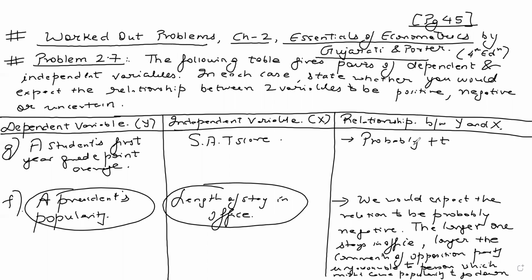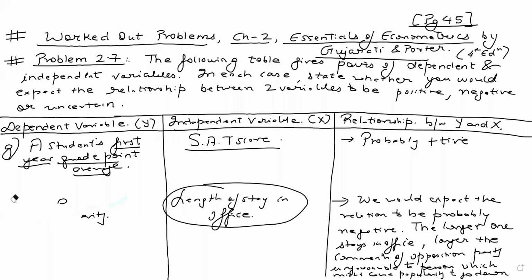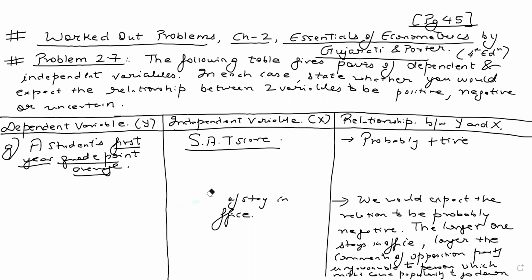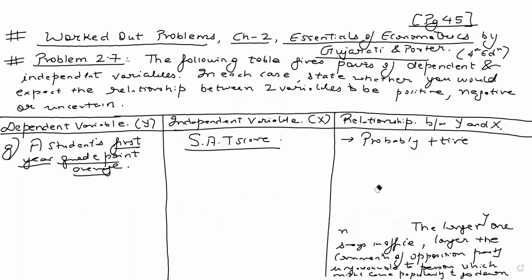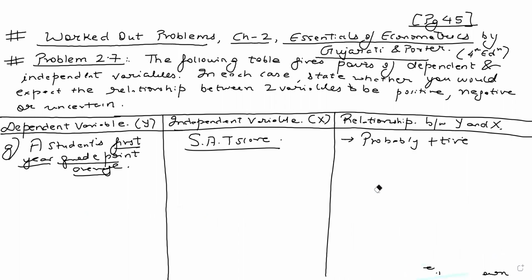I'm just writing probably positive. I'm not wasting time writing the complete sentence. We would expect the relationship to be probably positive. If your SAT score is high, it means your mental abilities and capabilities are higher. You are a bright student academically, which means you're expected to score a higher grade point in your first year if your SAT score is higher. Again, guys, the important point is that this is all based on ceteris paribus. That means all of the factors are kept constant. When I look at the relationship between the SAT score and the first year score, I am keeping all other factors constant.